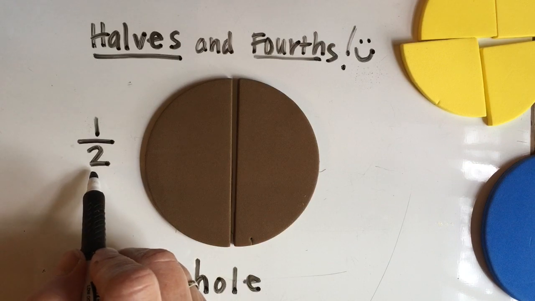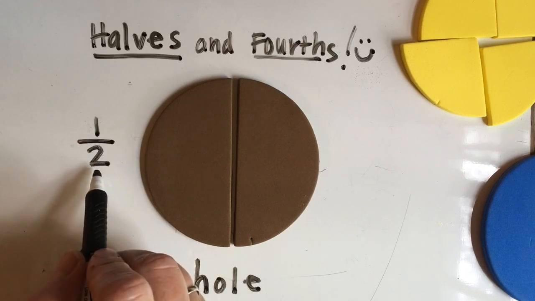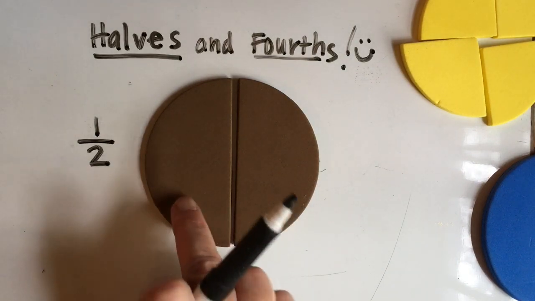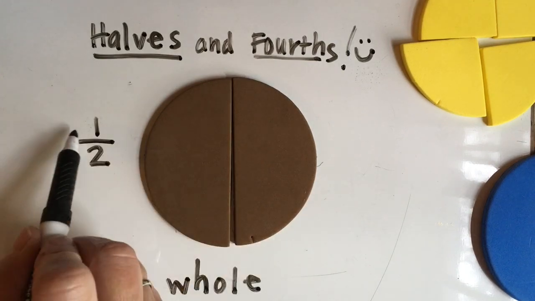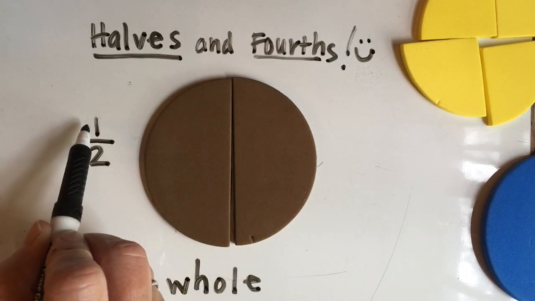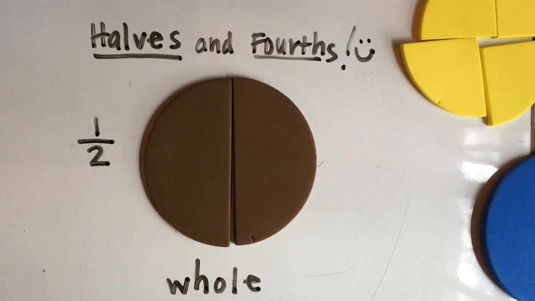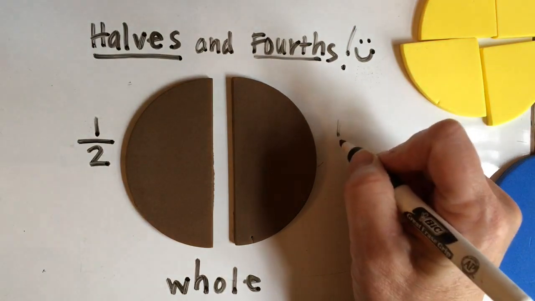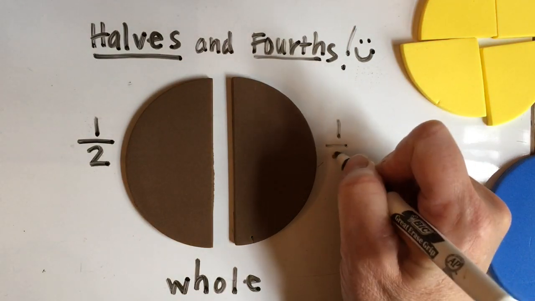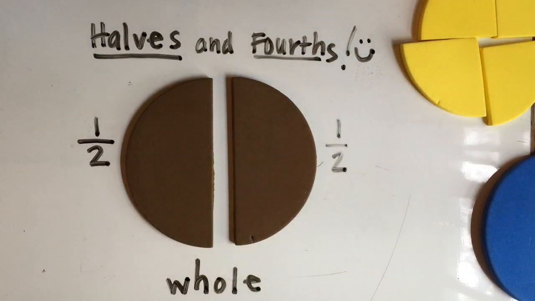The denominator is the bottom number, and it is the number that tells us how many parts there are in our whole. So there are 2 parts. And then the top number, or the numerator, is the number that tells us how many of those parts we're talking about. So this right here is 1/2, and this one over here I could call 1/2, right?